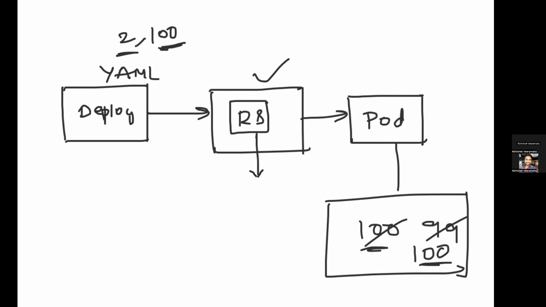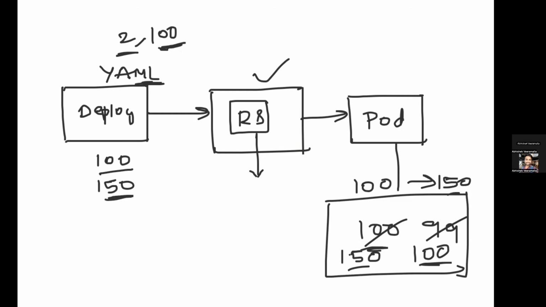Or tomorrow, let's say you want to increase the replica count from 100 to 150. You can just go to this YAML manifest and change the replica count from 100 to 150. I'll show you how the deployment YAML looks. But for now, if you change the replica count from 100 to 150, then RS will say, oh okay, there is a new change in the YAML manifest, so I have to increase the pod count from 100 to 150. Let me create 50 more pods. 50 more pods in the sense 50 more replicas of your pod. Okay, so this is how a deployment works.